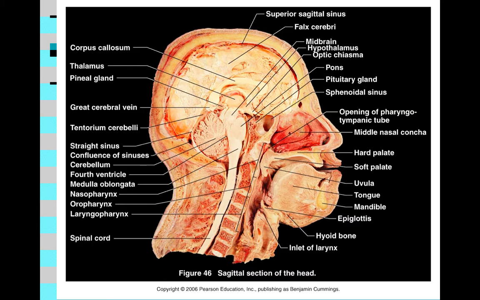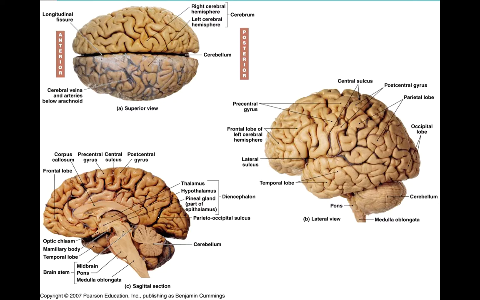Okay, when we look at the whole brain, it looks a lot different, and we don't see much of the brainstem if we look at the superior view or the lateral view. It's only once we section it that we get to see that brainstem, all right? And if you look on this image here in the lower left-hand corner, you'll see that the brainstem is made up of the medulla oblongata, the pons, and the midbrain.